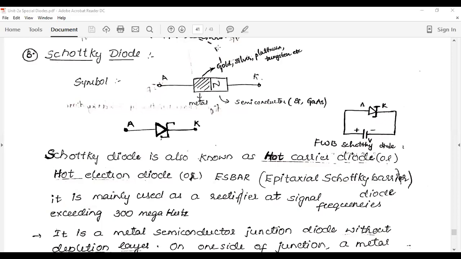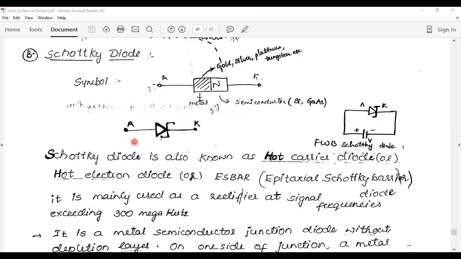The layered diagram for this one: P-type material and N-type material, normally a PN junction diode, but here the P-type material is replaced with metal and the N-type semiconductor material stays as it is. This metal is made of silver, gold, platinum, tungsten, etc. These different metals are used for the manufacturing of this Schottky diode.